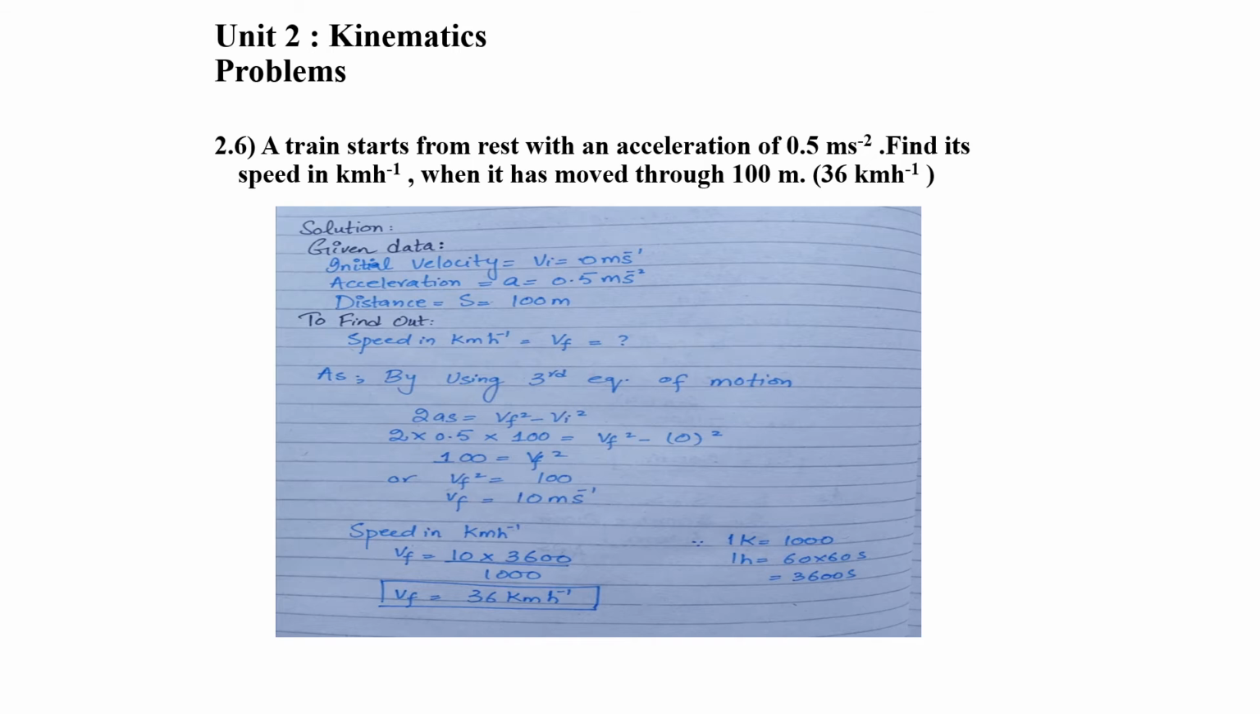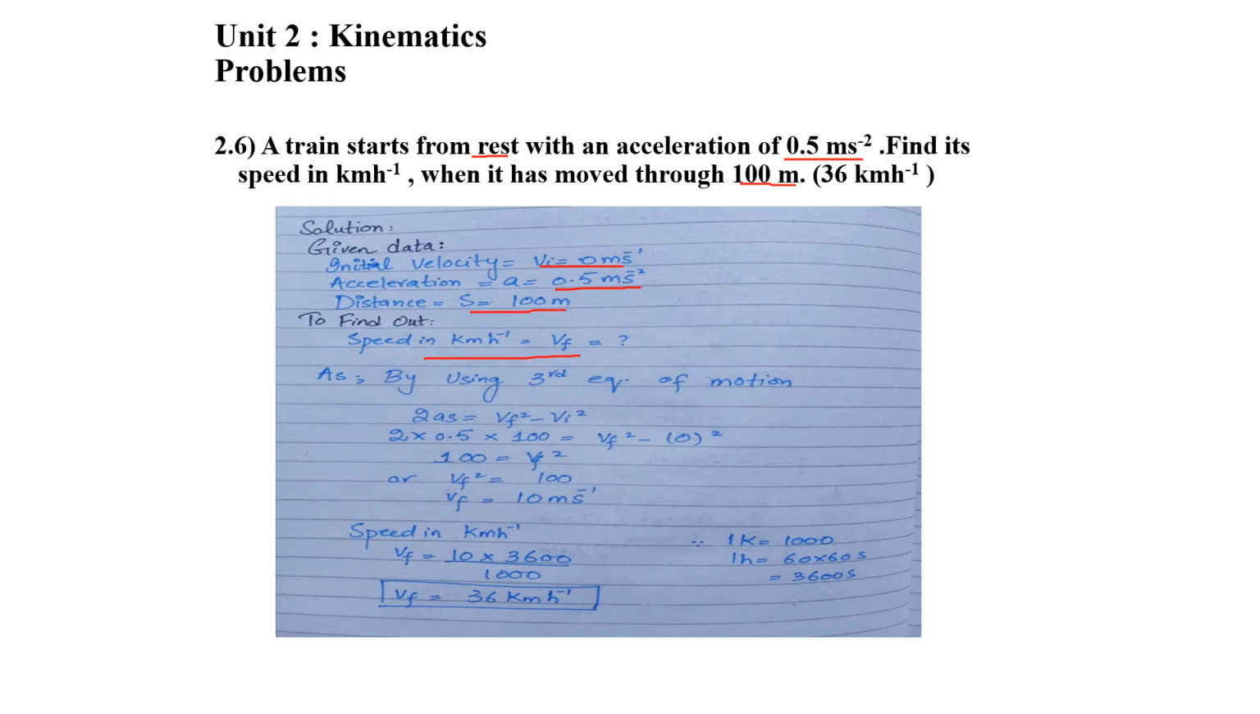2.6 is a train starting from rest. Its initial velocity is vi, that is equal to 0, with an acceleration of 0.5 meter per second square. So the acceleration is 0.5 meter per second square. Find its speed in kilometer per hour. We have to find out the speed, that is vf, right? When it has moved through 100 meters, so 100 meters is the distance.